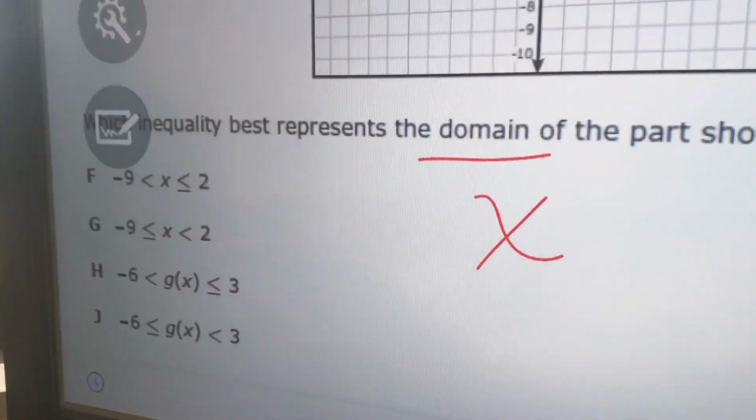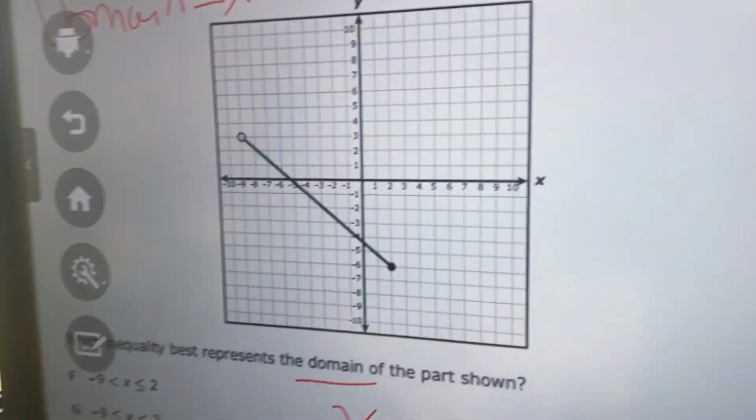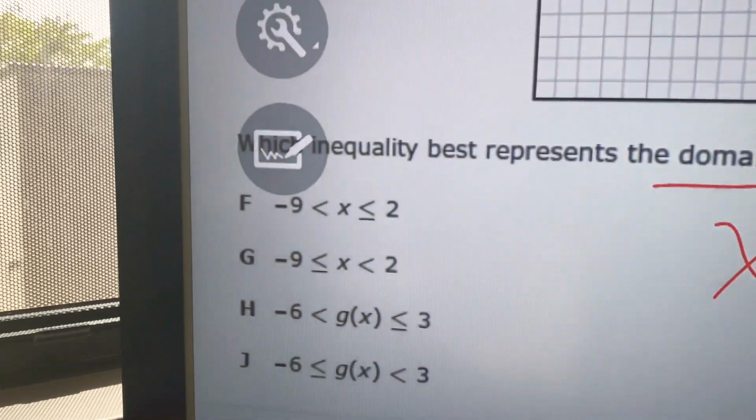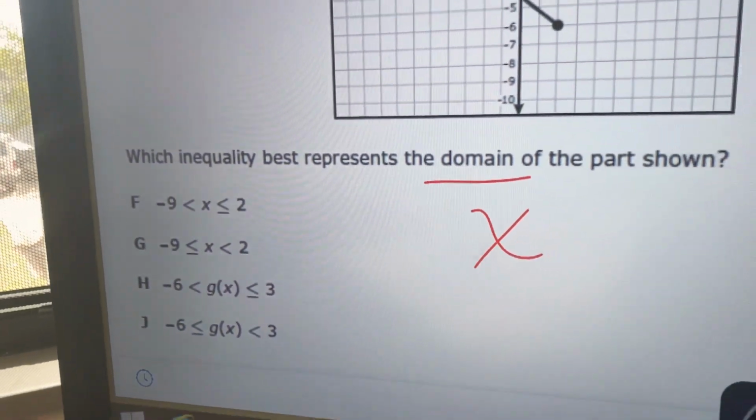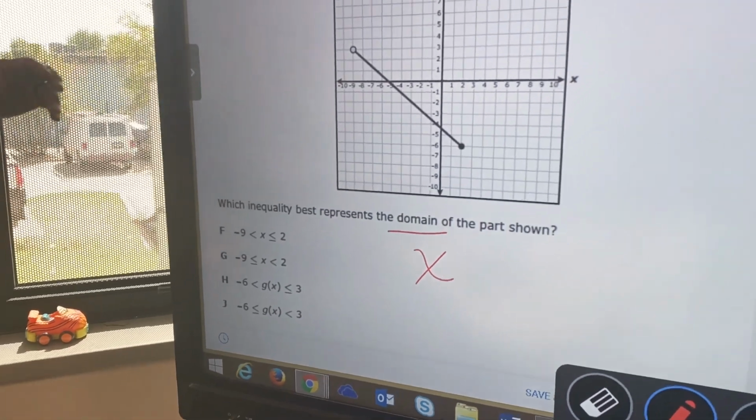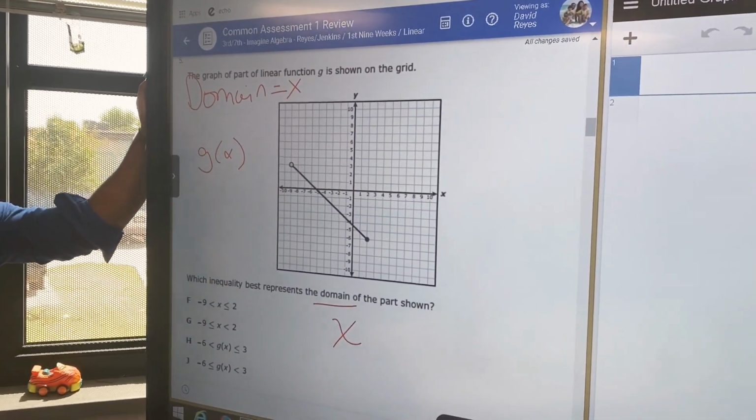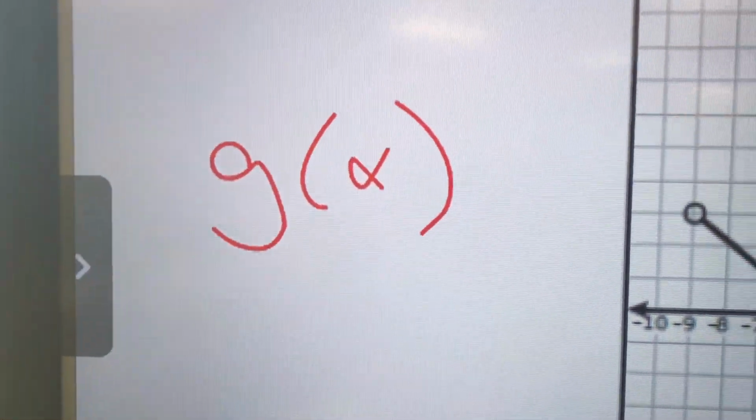Before I even start pulling numbers from my graph, guys, if I know domain has to be X, I go down to my answer choice and I cross out which ones? The ones that have what? Y. Very good. And remember, guys, Y is also known as the function of X, or f of X, or g of X. This is the same thing as Y. Okay, you gotta know that.